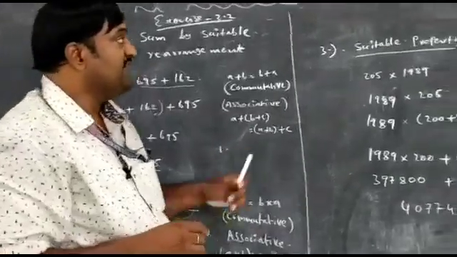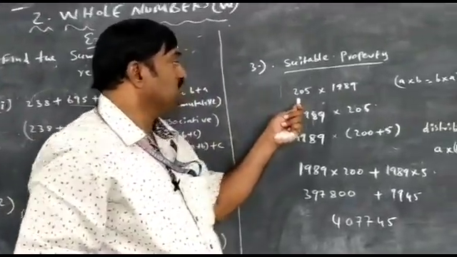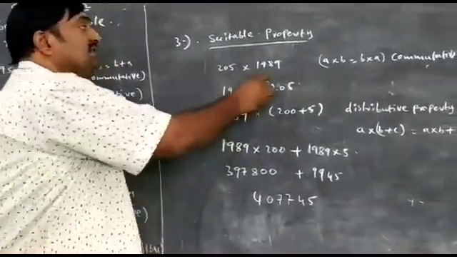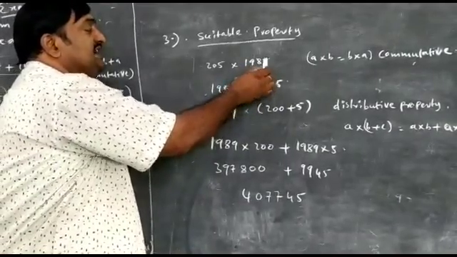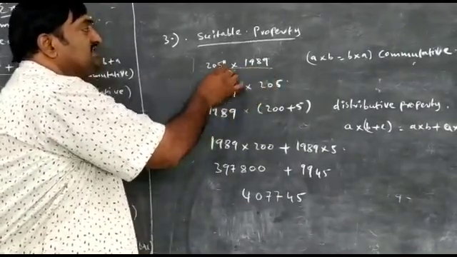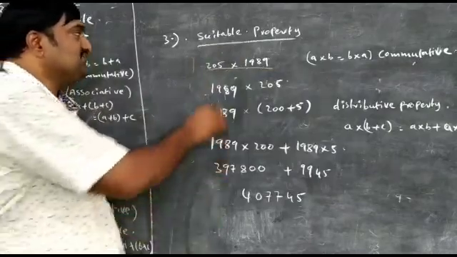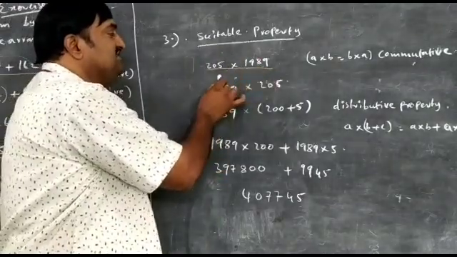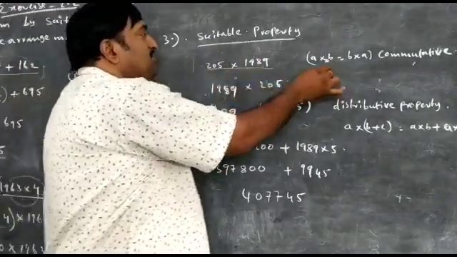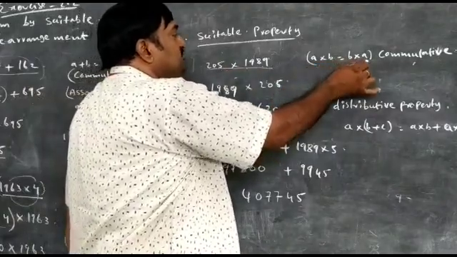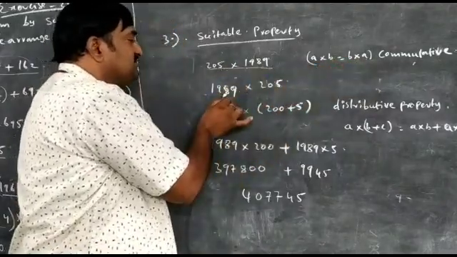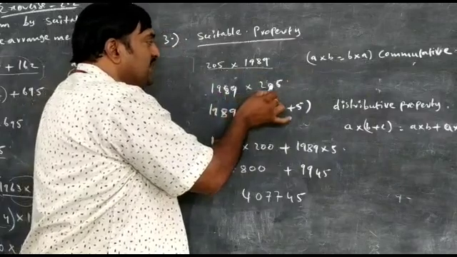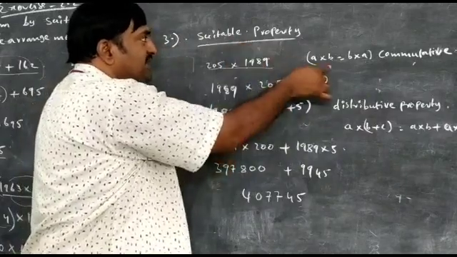Now we are going to the third question. Here they gave 205 into 1989. Two numbers they gave. Here you want to use some property. First I arranged, applying the commutative property. A into B I change into B into A. This is the commutative property. First I applied one property.